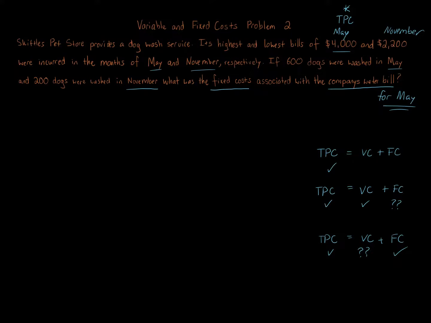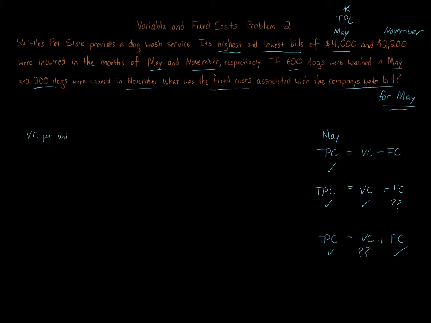Now, let's see if we can get one of these respective items. Again, we already know May's total production cost. It's $4,000. We just need to figure out, can we solve for variable costs or fixed costs given the information? We know that the highest and lowest bills were in May and November. Because we know the rate of change, we can solve for the variable cost per unit. And I'll explain how.